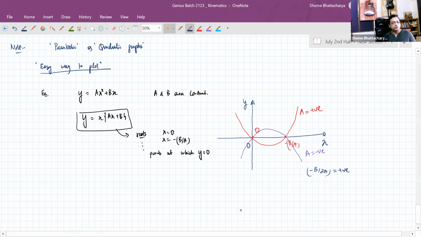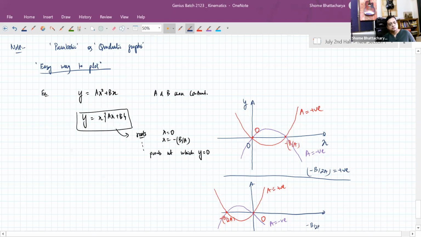On the other hand, minus b by 2a could be a negative quantity also, in which case it would be like this. Our first root is 0, our second root is negative. So this is how we plot a quadratic graph which has no constant term.